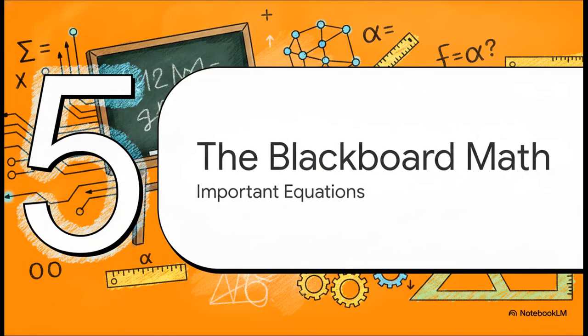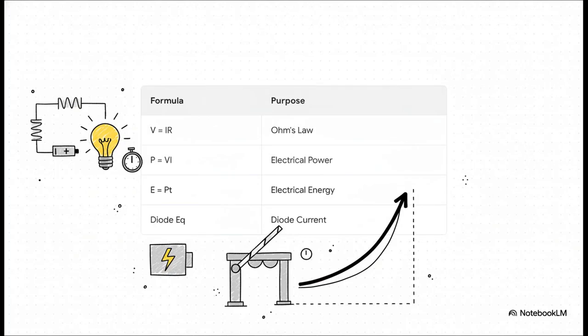All right, section 5, the blackboard math. Let's step up to the chalkboard for a second. We've talked concepts, but engineers need math to actually build this stuff. You'll probably recognize Ohm's law up there, V equals IR, showing the basic relationship between voltage, current, and resistance. We also have power equals voltage times current, and energy equals power times time.